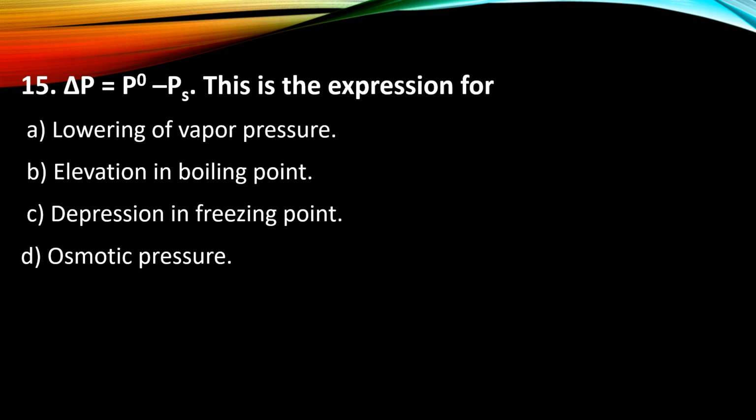Once again, students, delta P is equal to P naught minus Ps. This is the expression for which of the following? Options: A. Lowering of vapor pressure. B. Elevation in boiling point. C. Depression in freezing point. D. Osmotic pressure. So, which colligative property do we write this expression for, students? Have you marked the answer? Very good. Okay. Done with the questions, students?